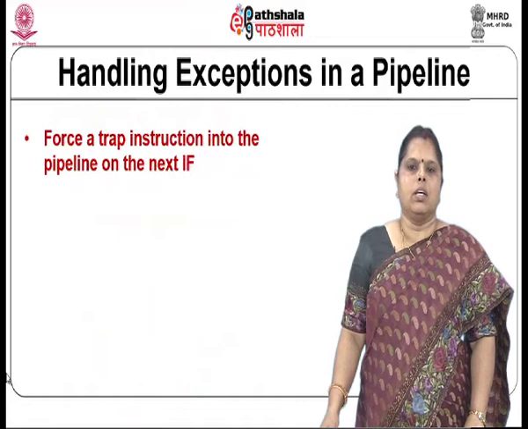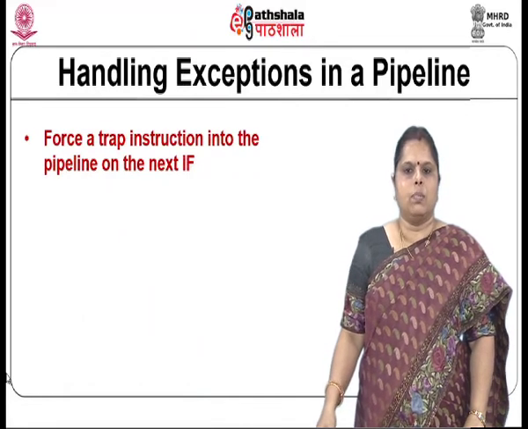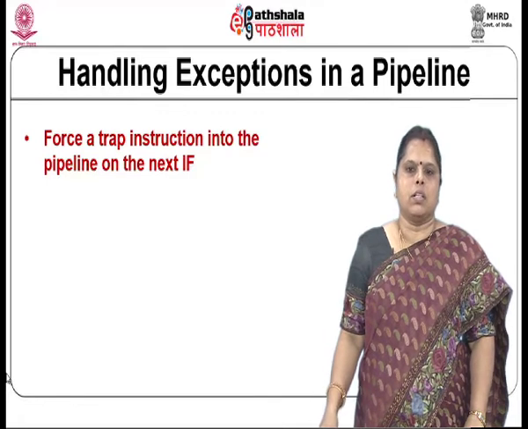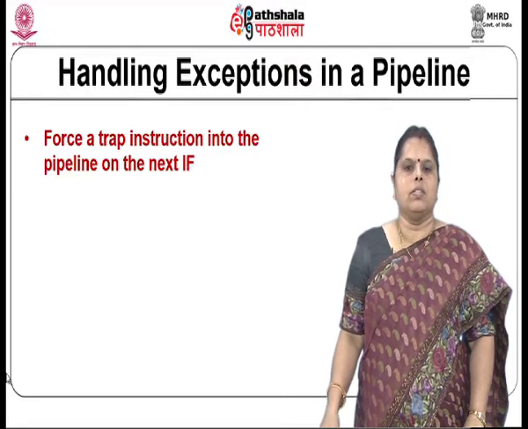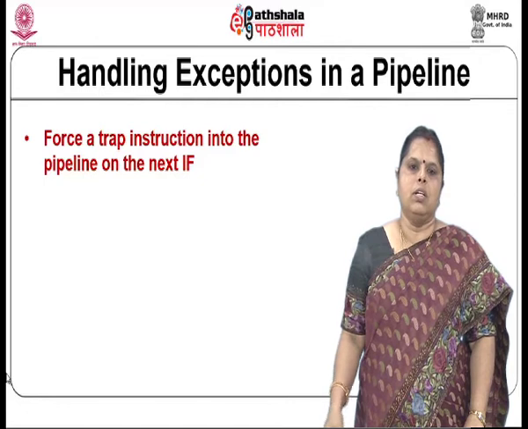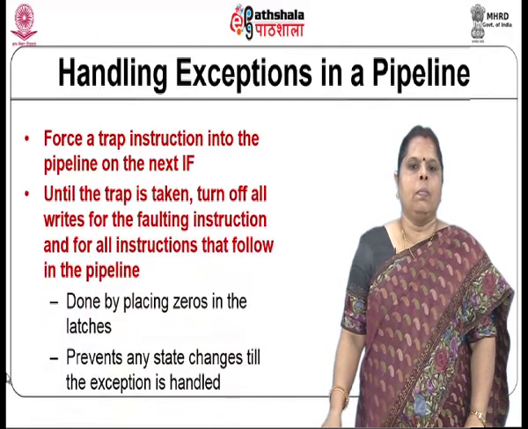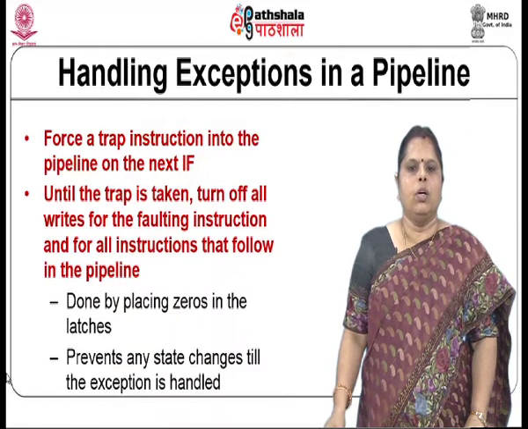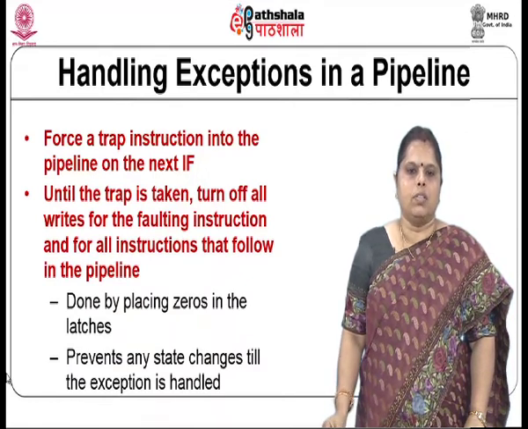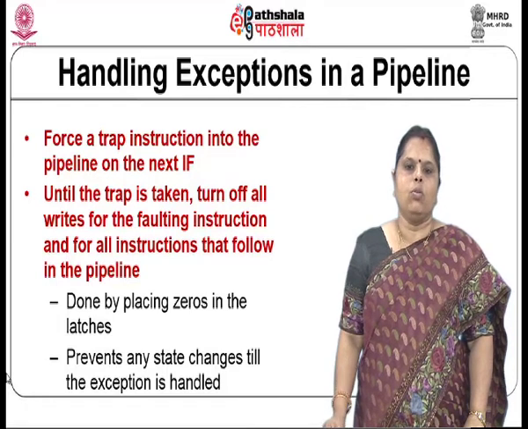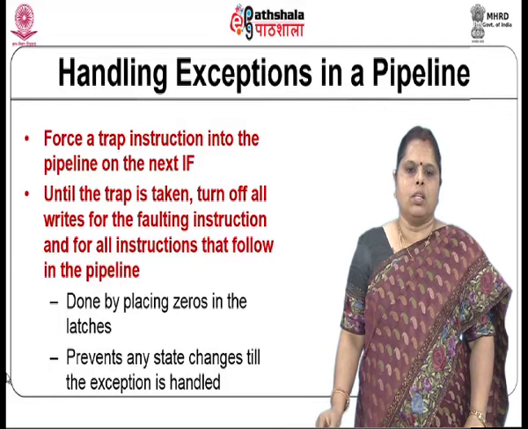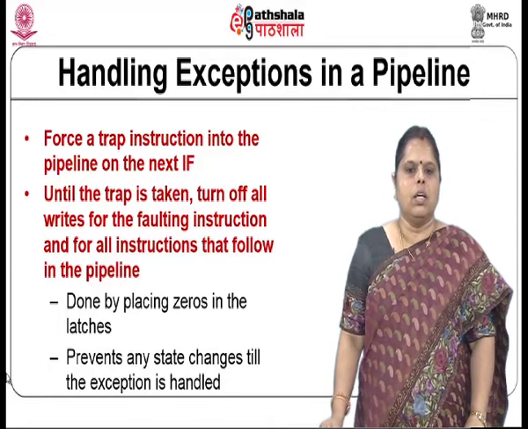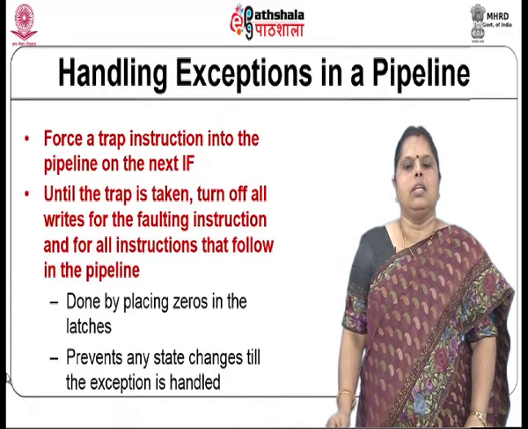So, handling exceptions in a pipeline. Normally, when an exception has occurred in an instruction in a pipeline, we force a trap instruction into the pipeline on the next instruction fetch. Instead of fetching the next instruction, we just force a trap instruction into the pipeline, and until the trap instruction takes effect, we make sure that all writes for the faulting instruction as well as the instructions that follow it are turned off. This is done by placing zeros in the latches. Instead of writing appropriate control signals or other values, you just place zeros in the latches and prevent any state change till the exception is handled.